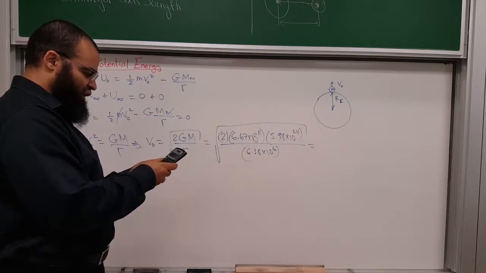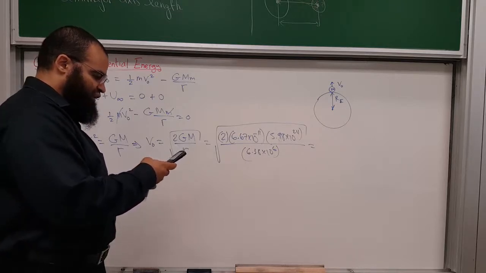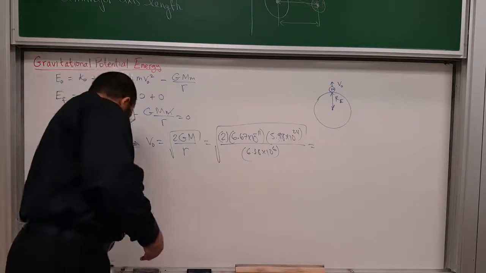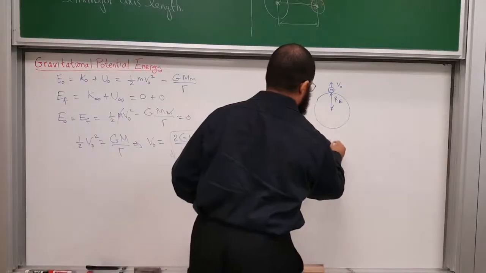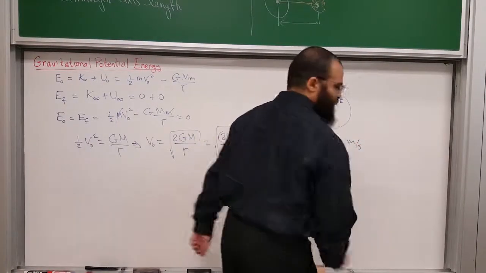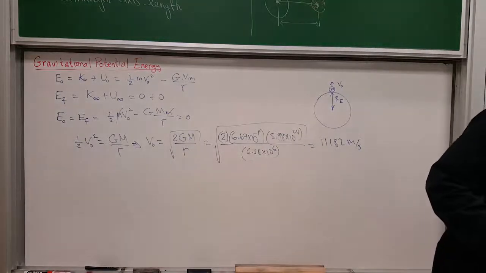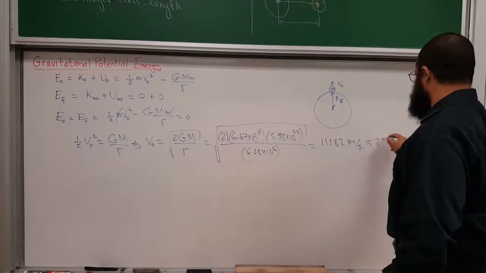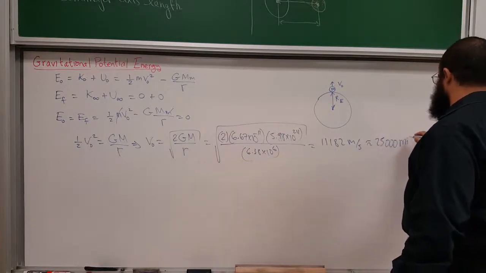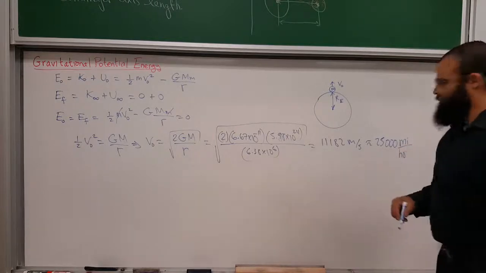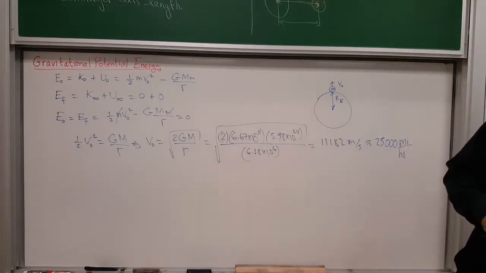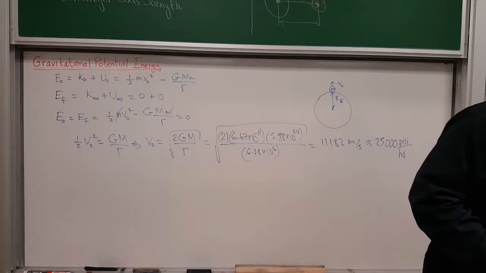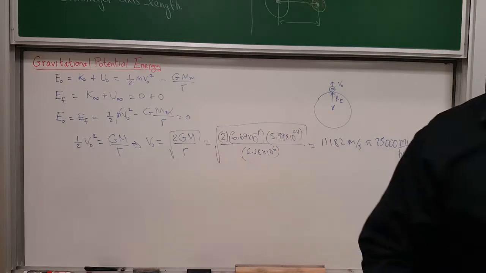So I get a number here, and then have to square root it, and I get about 11,182 meters per second, approximately, which is about 25,000 miles per hour. Approximately 25,000 miles per hour. And so that is that. Sounds good.